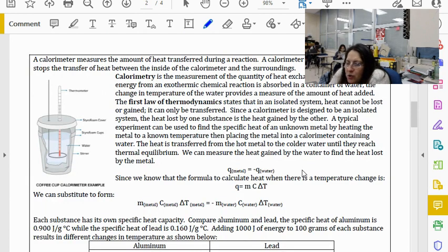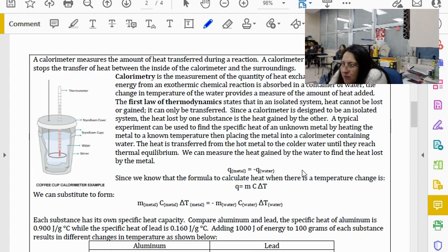All right. So calorimetry is going to measure the heat that's transferred in a reaction. A calorimeter is essentially a device that stops the transfer of heat from the inside to the outside. So what he's getting out now is styrofoam cups. That's what we typically do calorimetry with here at the high school level.